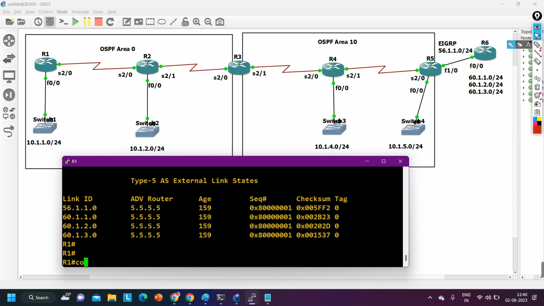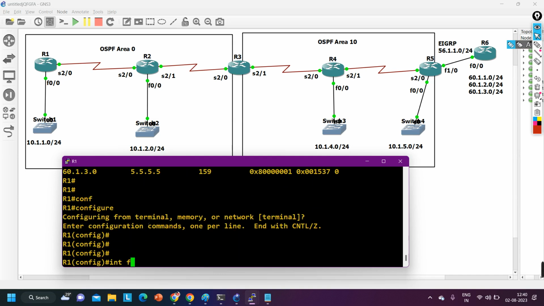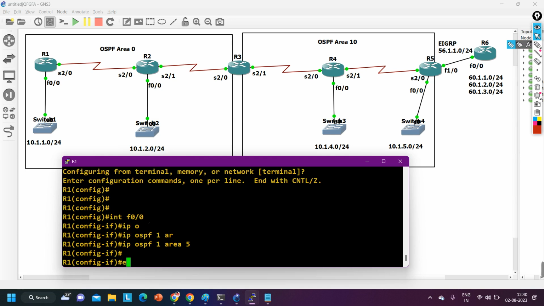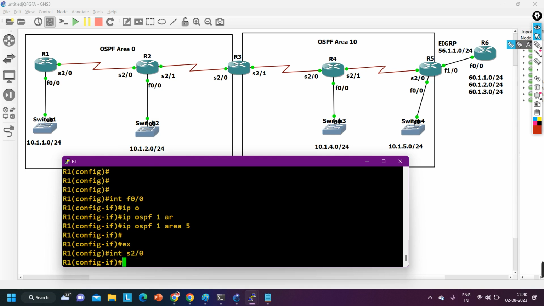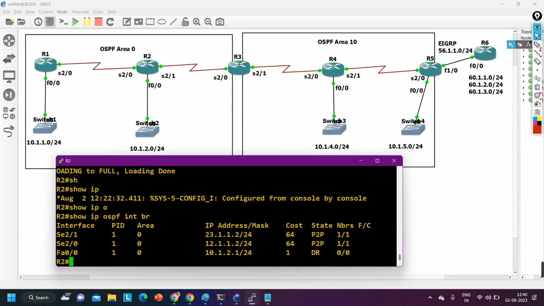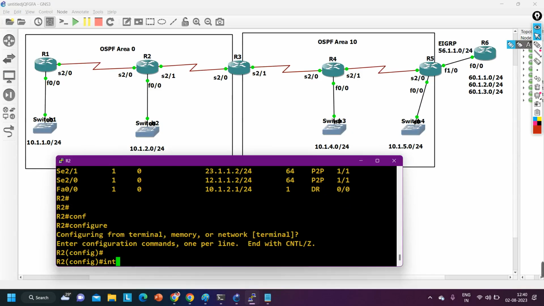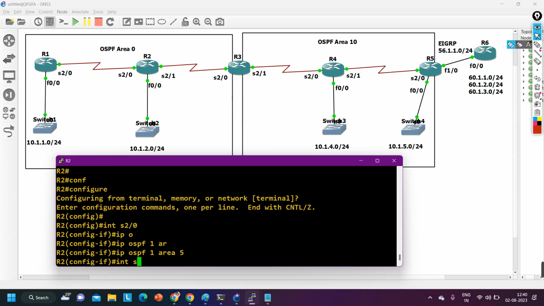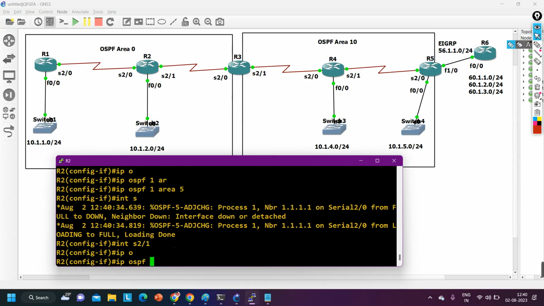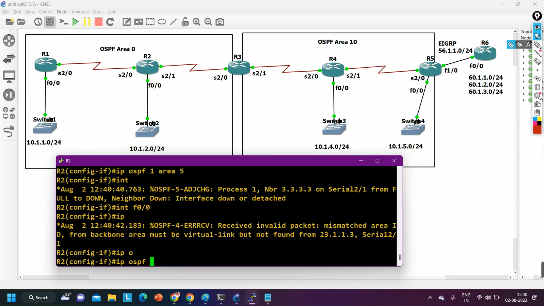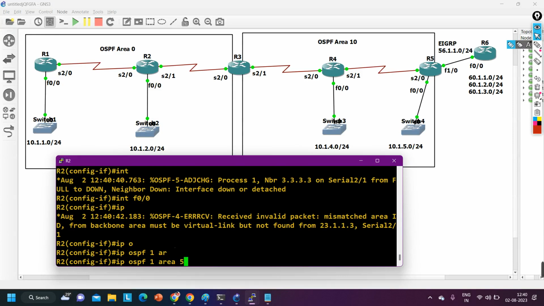On router number 1, go to interface F0/0, say IP OSPF 1 and area 5. Let's say area 5. Interface serial 2/0 IP OSPF 1 area 5. On router number 2 also, let me change the OSPF area. Config T, interface serial 2/0 IP OSPF 1 area 5. Interface serial 2/1 IP OSPF 1 area 5. Interface F0/0 IP OSPF 1 area 5.